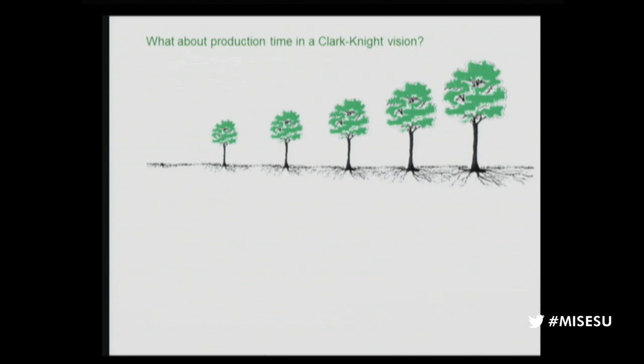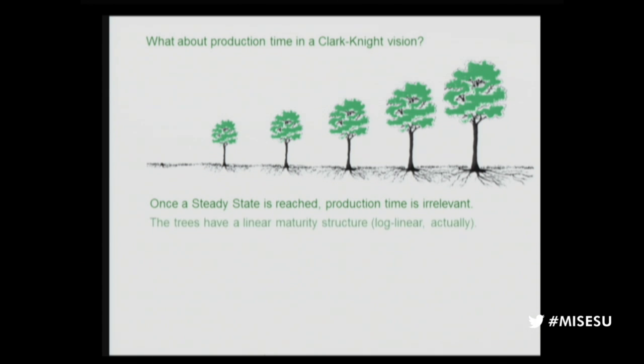And he argued in terms of a maturing forest. And here I represent the forest just by a handful of trees. Once steady state is reached, this is what Clark says, this is consistent with Knight, and this is drawn directly from Stigler. Once a steady state is reached, production time is irrelevant. How so? Well, the trees have a linear maturity structure, actually log linear if you're a purist here. Each period a sapling is set out and a mature tree is harvested.